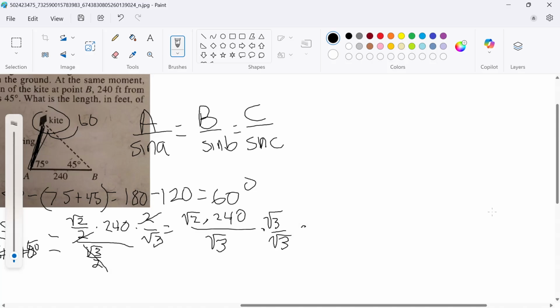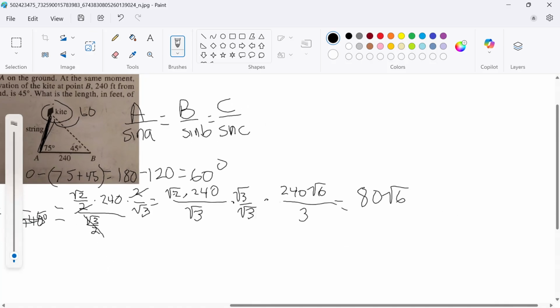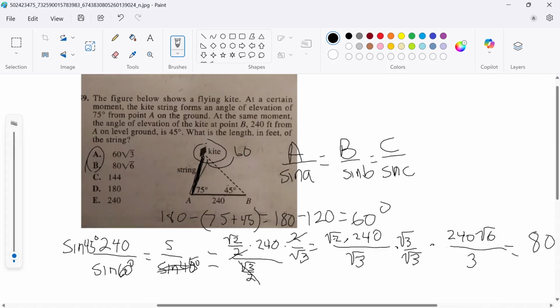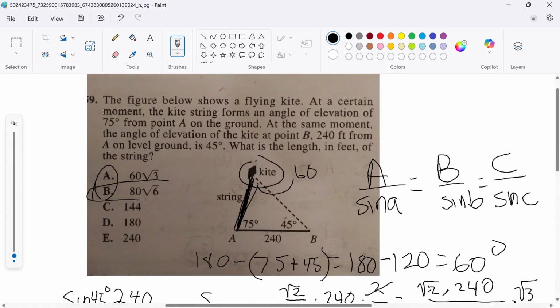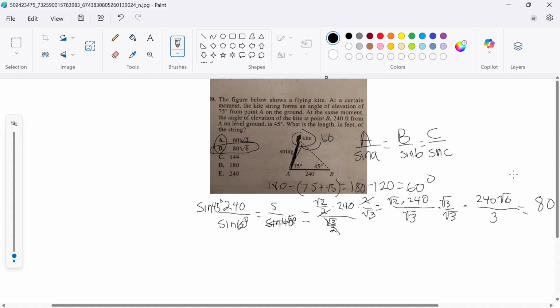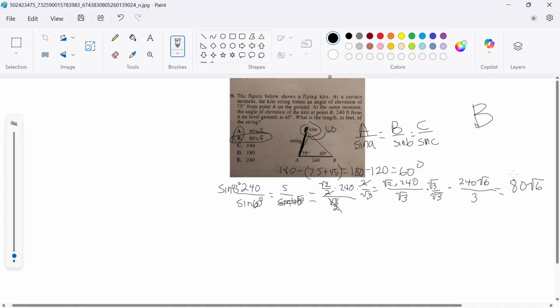Okay, so I'm multiplying top and bottom by square root of 3. Square root of 2 times square root of 3 is square root of 6. 240 square root of 6 divided by square root of 3 times square root of 3 is 3. 240 divided by 3 is 80. So this is 80 square root of 6. And if I look back over here, that is answer choice B. So the answer is B.